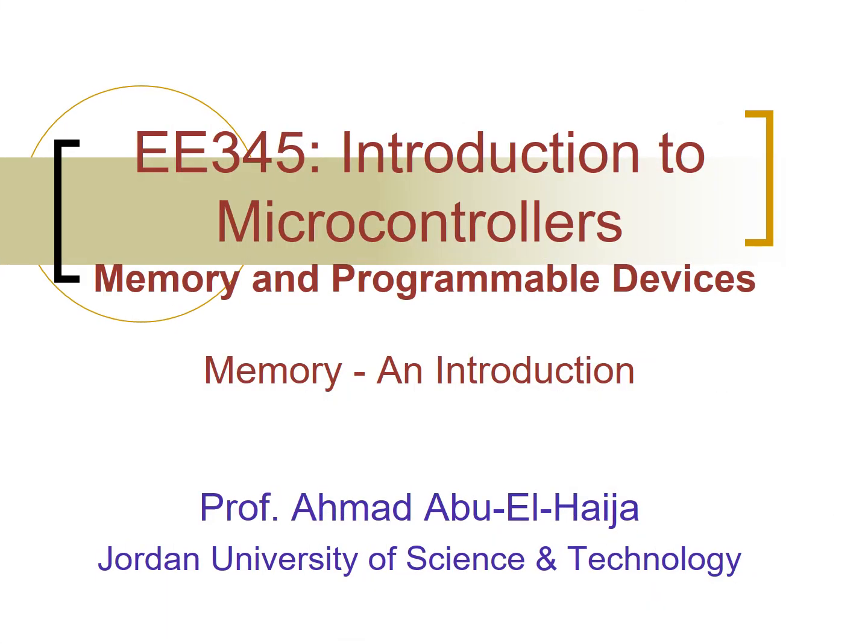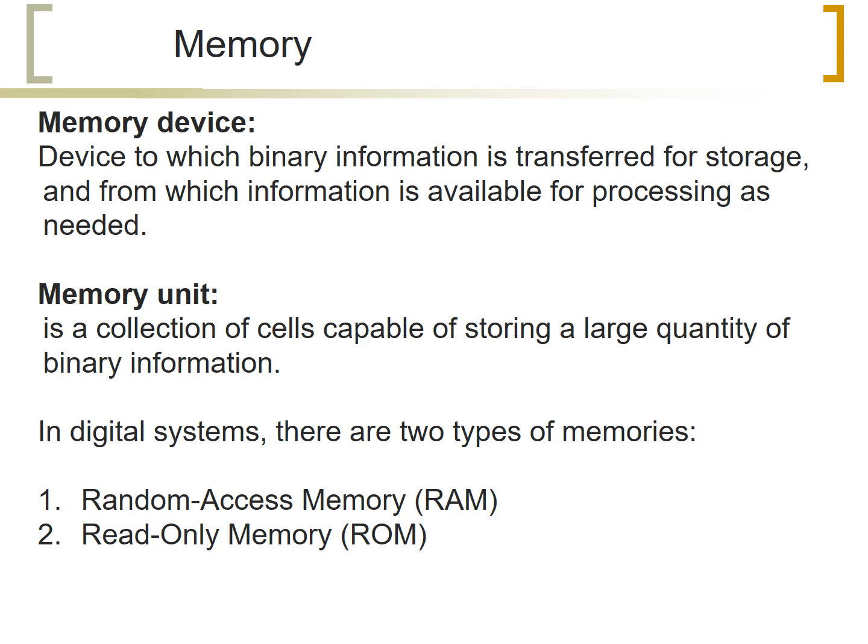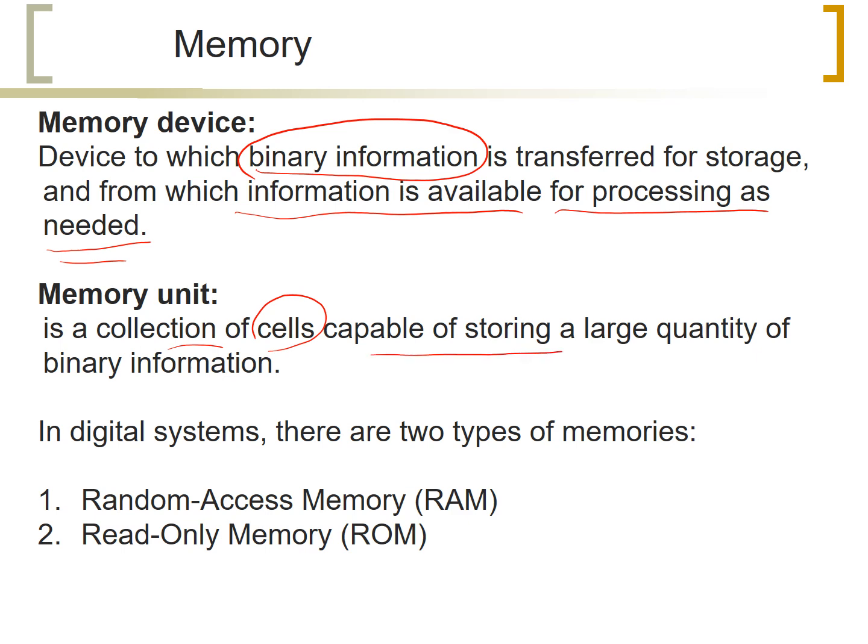In this video, we provide a general overview of the memory unit. The memory device is a device in which we store binary information, and this information is stored in order to be retrieved at a later time to use it. Therefore, the memory is the unit where information is available for processing when needed and as needed. The memory unit is a collection of cells that are capable of storing a very large amount of binary information.